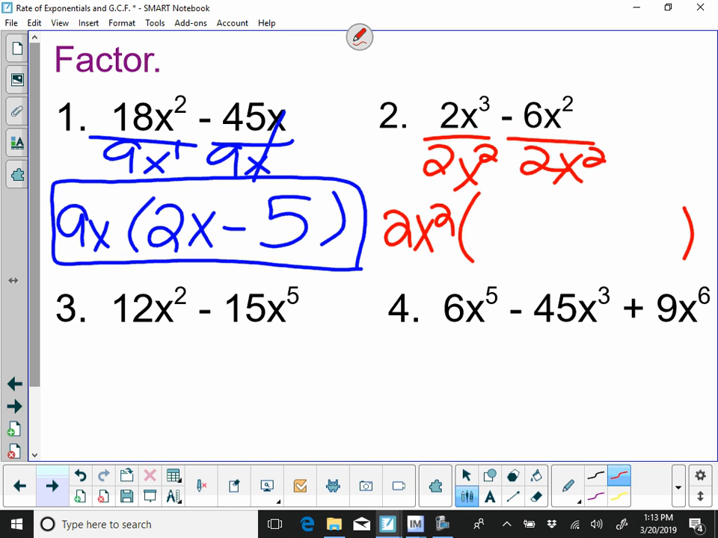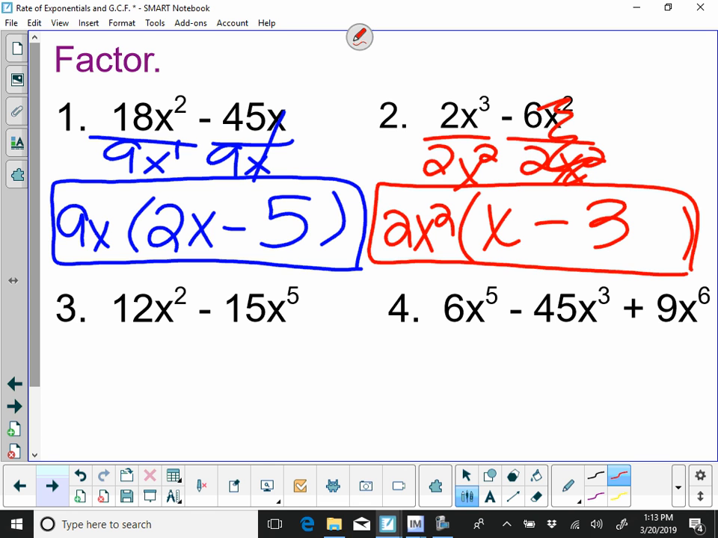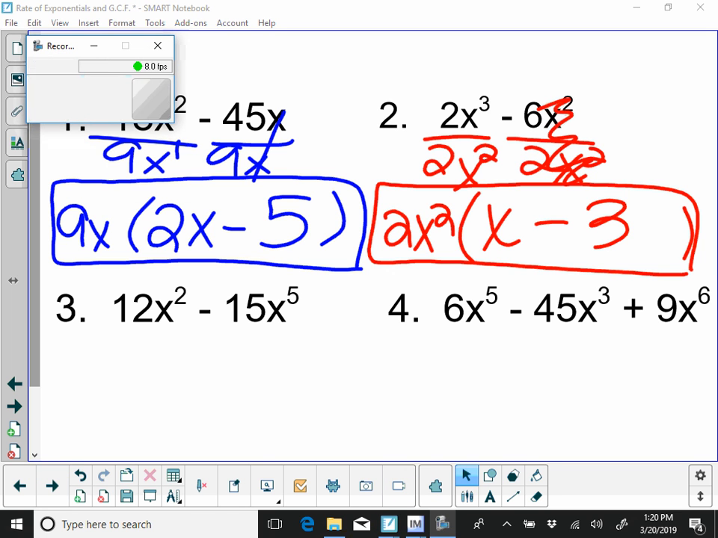So what am I left with when I divide 2x cubed by 2x squared? Just x. You can write 1x if you want to. 2 divided by 2 is 1. Well, I'm just going to put x. And then what am I left with on the second half of that? Minus 3, and my x squared cancel out. All right, see if you can do number 3 and attempt number 4.